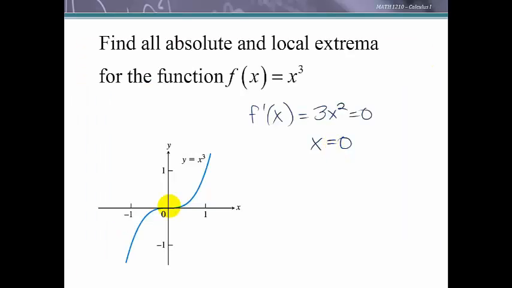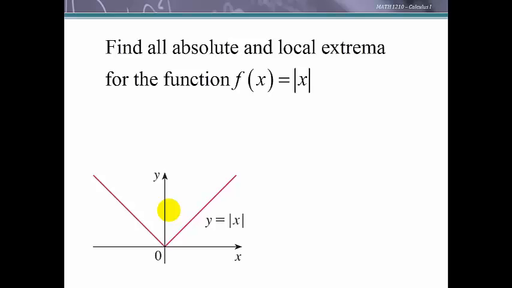In fact, as we look at this graph, the derivative equals 0 right here, but it is not a max or a min. Let's look at the absolute value function, and we see that we have an absolute and a local minimum when x equals 0, but the derivative does not exist there.